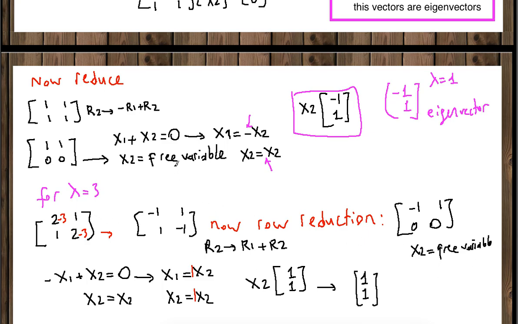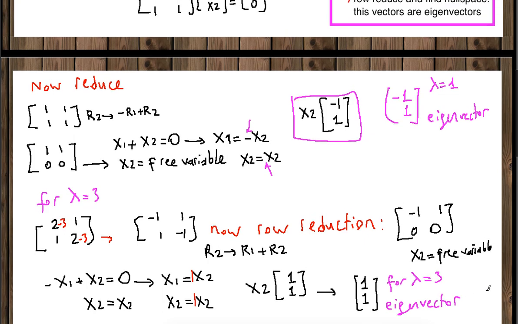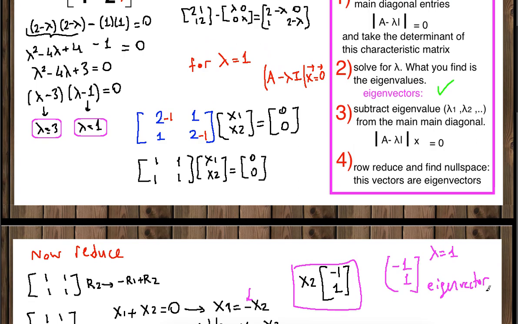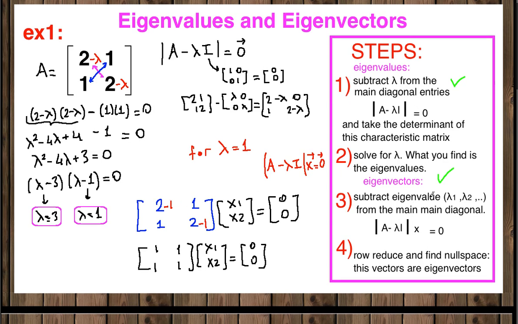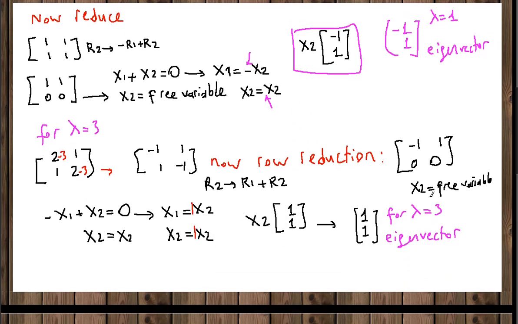So each eigenvalue corresponds to one eigenvector. For lambda equals 3, this is our eigenvector. The steps are the same for any dimension of matrix, 2 by 2, 3 by 3. All we have to do is find the eigenvalues, and after we find them, find each eigenvector for each eigenvalue following these steps. Let's go to a 3 by 3 example.